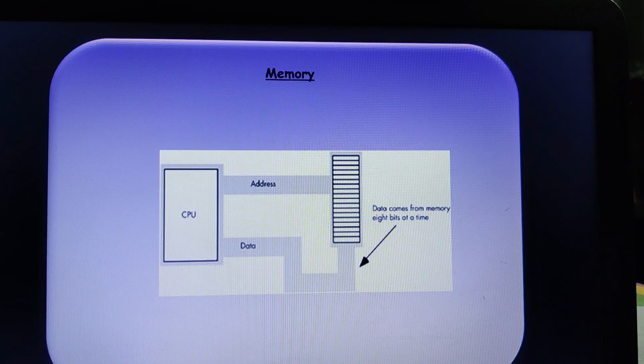Suppose my computer has a 36-bit address bus, then how many locations can I have? 2 raised to 36 bytes means you need to calculate 2 raised to 36 to know how many memory locations I can have. That is around 64 GB of memory locations I'll be able to have. So all this is about the address bus.